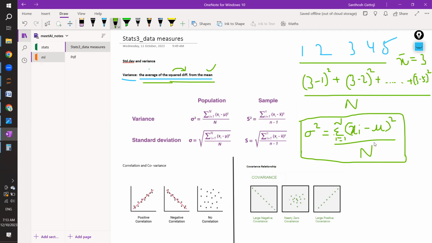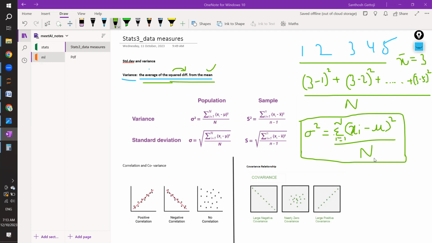Did you guys understand the variance? Let me know if there are any doubts. We'll go slowly. Doubts? Clear? Variance? Yes, sir, clear.